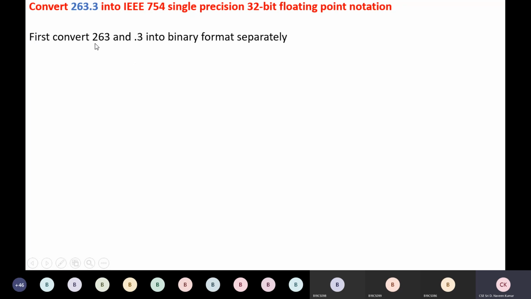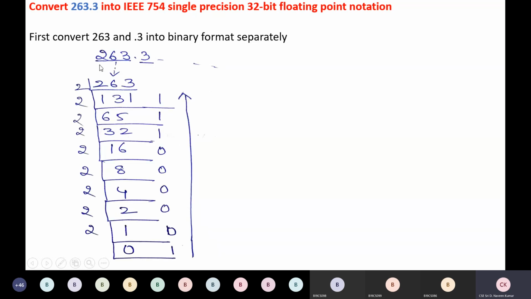You had already seen this in your 9th or 10th class, the conversion of 263. Generally we do division by 2, something like an LCM. I take only 263, the integer part, and divide it by 2.